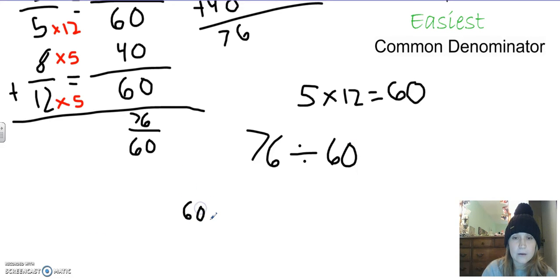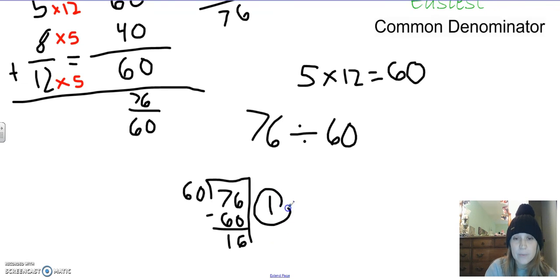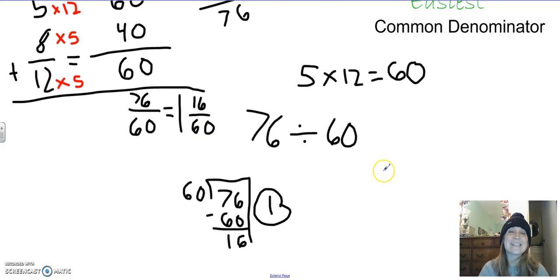60 into 76. Well, how many times can 60 go into 76? Well, we know at least once. 1 times 60 is 60. Subtract, and you get 16 left. 60 can't go into 16, so I stop. Remember, the quotient becomes your whole number. So there's one whole. The remainder becomes your new numerator, 16, and the denominator is the divisor out of 60. So my answer is 1 16/60ths. That's a great answer.